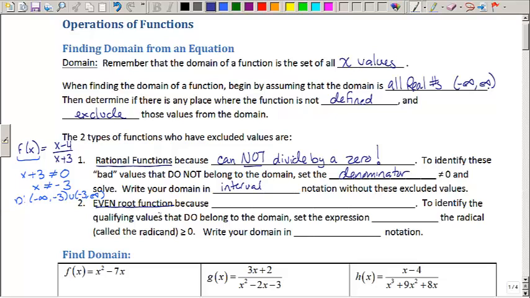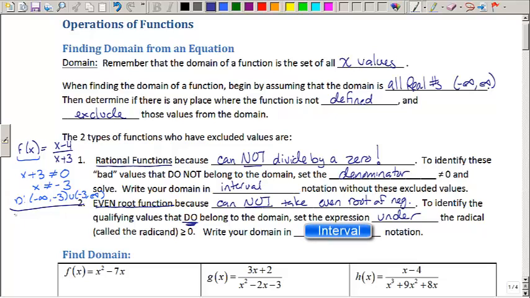For my even root function, I have excluded values because I cannot take the square root of a negative. Or I should say, I cannot take the even root of a negative. To identify the qualifying values that do belong to the domain, notice that I'm talking about the ones that do belong, I'm going to set the expression under the radical, called the radicand, greater than or equal to 0.